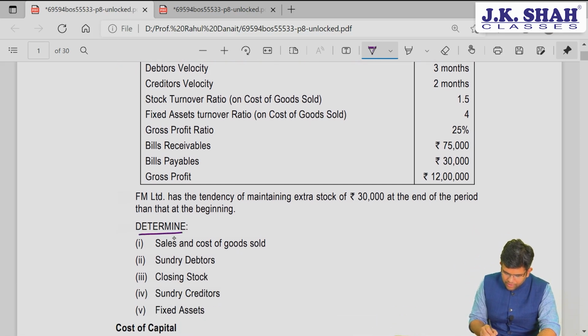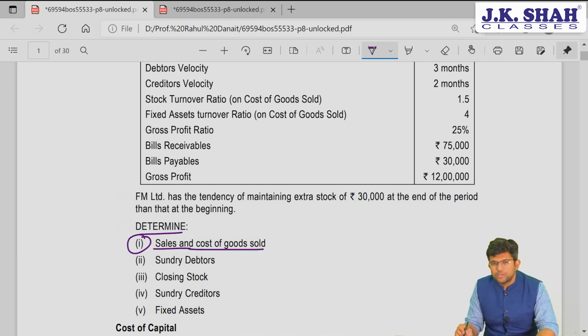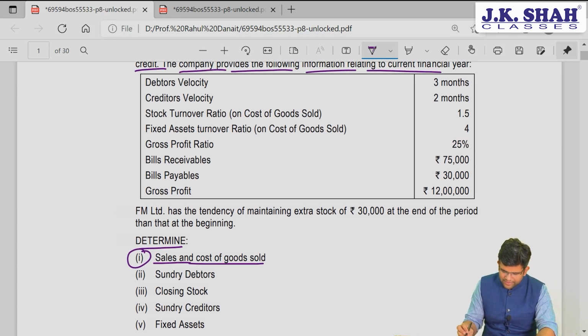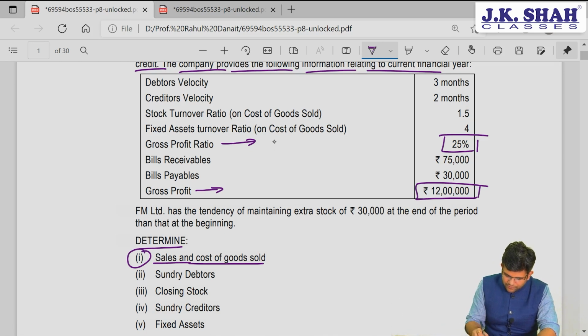Then they are asking you to determine point number 1, sales and cost of goods sold. Now students, how to find sales and cost of goods sold? Very simple. If you can see, they have given you the gross profit as rupees 12 lakhs and they have also given you the gross profit ratio as 25%, correct? Now children, you know the formula of gross profit ratio. It is nothing but GP upon sales into 100, correct? Gross profit upon sales into 100.